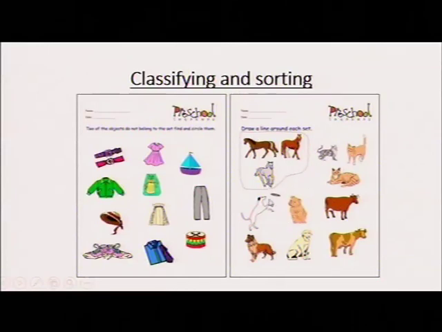Here we have horses, here we have some dogs, some cows and some cats. So the child can just encircle. So here the child is grouping the objects that he can see.